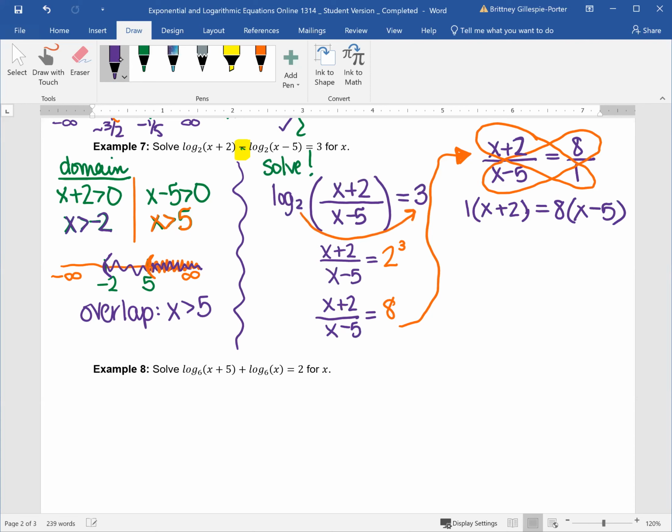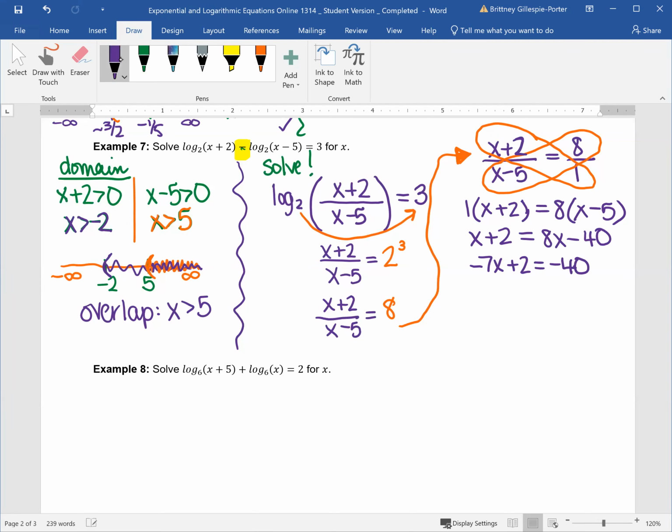Let's go ahead and do the distribution. 1 times x gets us x. 1 times 2 gets us 2. Right-hand side, 8 times x gets us 8x. 8 times 5 gets us negative 40. Start combining like terms. Subtract the 8x from both sides. We get 7x plus 2 is equal to negative 40.